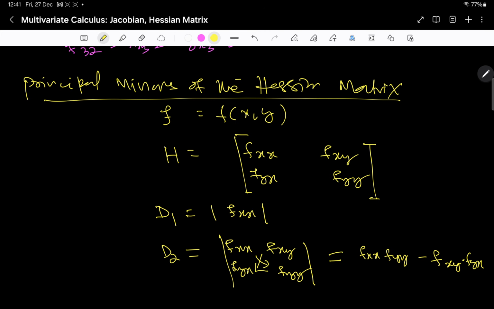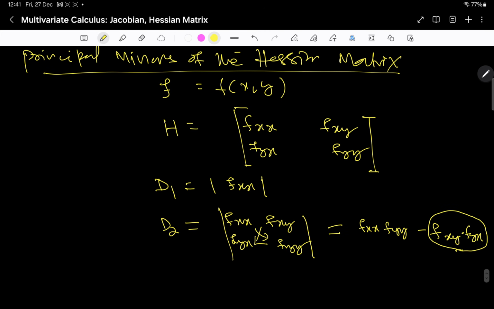Now under continuity, we say fxy is the same as fyx. So I can say it is fxx fyy minus fxy square. If I denote fxx by r, fxy by s, and fyy by t, then I can write it as rt minus s square. Now this will help you find the maxima and minima for a function of two variables.